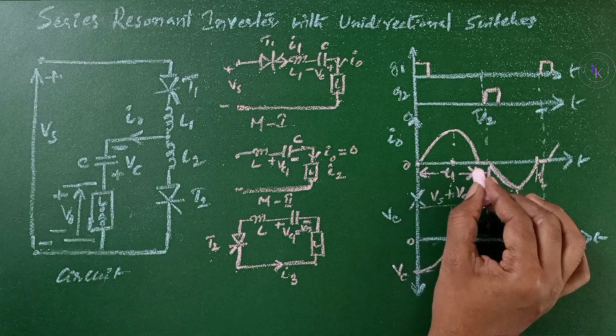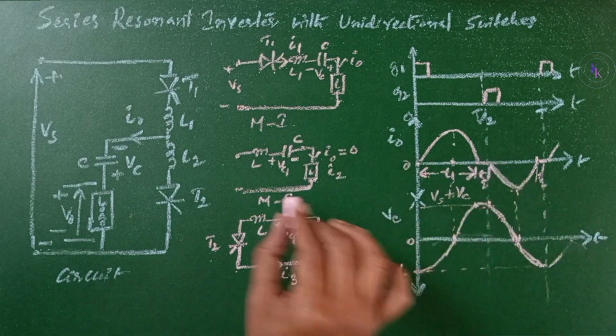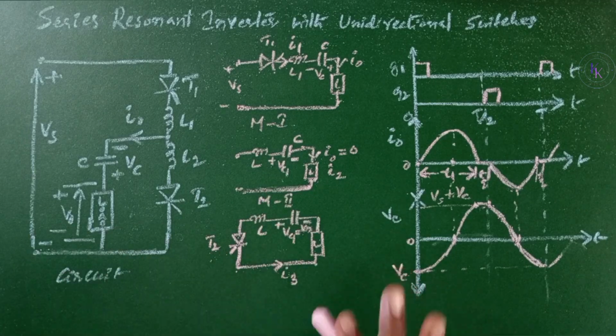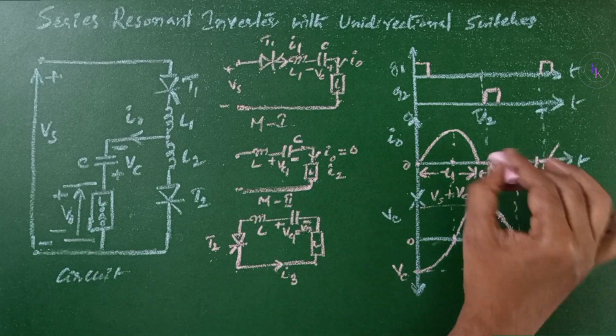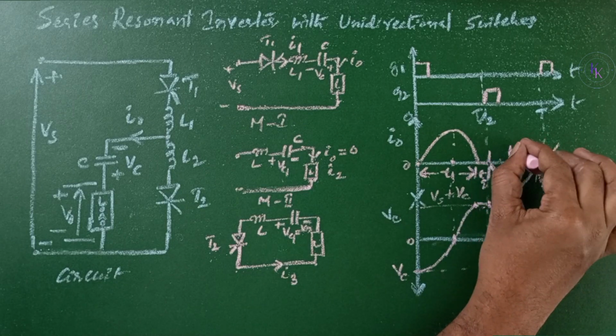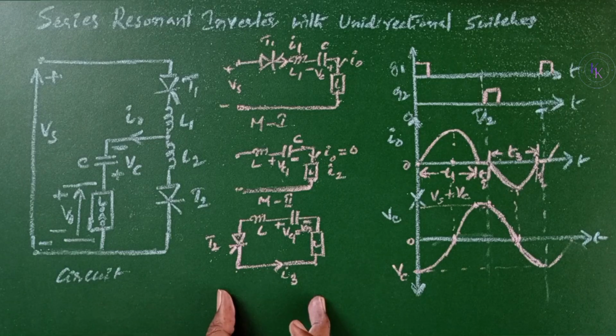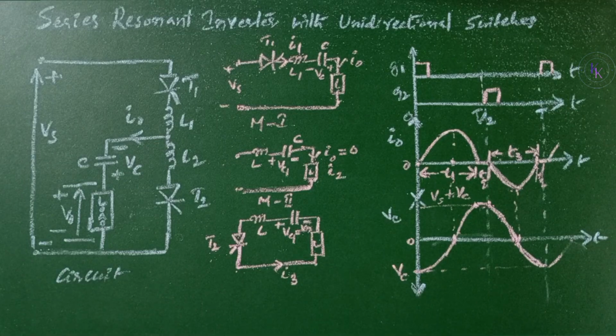So, from here to here, we have considered that as mode 1, T1, and here to here we consider that as mode 2 when no thyristor is on, and here the thyristor 2 is turned on. Let us consider this as mode 3, so T3. This is how the series resonant inverter with unidirectional switches actually operates. These are the equivalent circuits, and this is our waveform, and this is the circuit for the series resonant inverter.